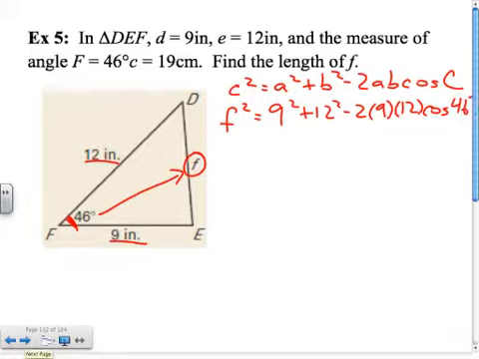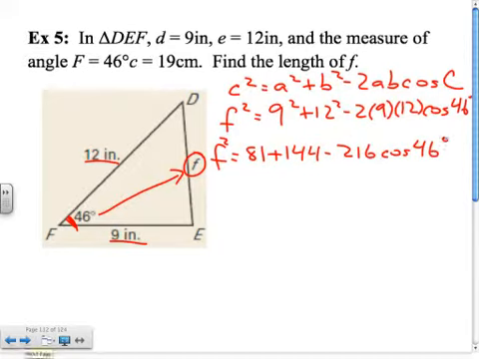There's a couple ways to do this. As I said in the first slide, you may just want to plug everything into your calculator at once. If you're not that kind of person, if you want to simplify everything down, that's fine. So I have 81 plus 144 minus 2 times 9 times 12, which is 216 cosine 46. And now, from here, I wouldn't mess around anymore. I would just plug this into your calculator and get a decimal.